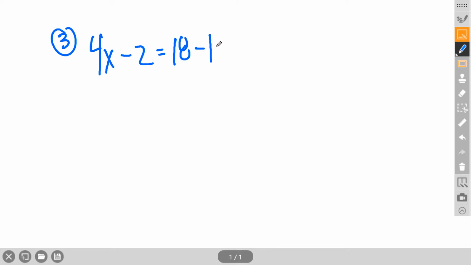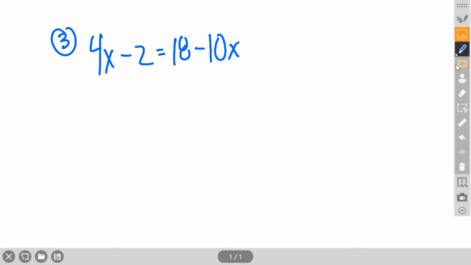Number 3 asks us to solve the equation. So we're given an equation, 4x minus 2 equals 18 minus 10x. We're given an equation, we're asked to solve it. So solving it would mean getting the x by itself. Okay, we want to know what x is. What x value will evaluate the left side and the right side and make them equal to each other.